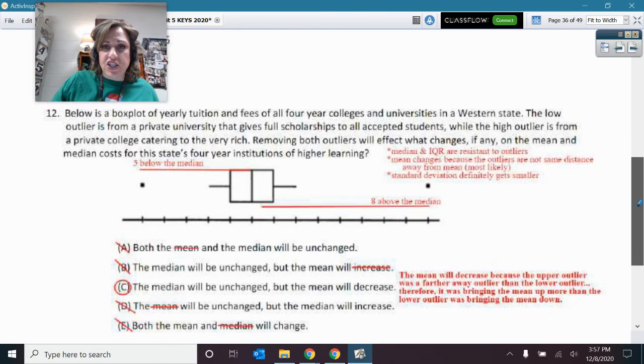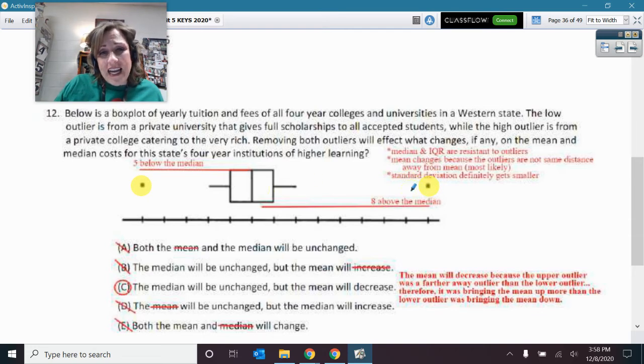All right, here we go. Let's check out our answers here. We've got this box plot. Okay, so let's see what happens. This is interesting. We have this lower outlier, and it's 5 below the median. This is an upper outlier, which is 8 above the median. So keep that in mind, that this is really kind of skewed to the right.